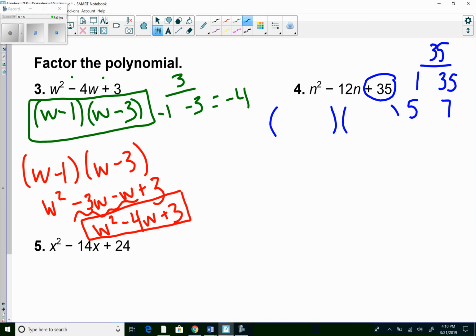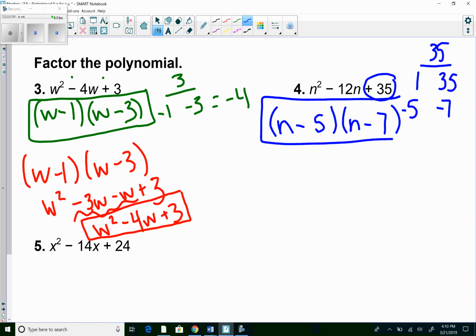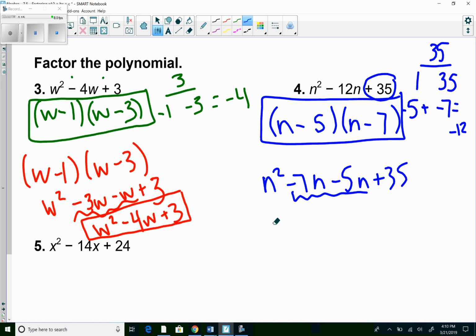Okay, so let's break this up. This is going to be n and n. Both of these, 5 and 7, need to be negative. Because if we add 5 and 7 together, that's going to give us negative 12. So I'm going to have n squared, negative 7n, negative 5n, and then positive 35. If I add these together, n squared minus 12n plus 35. Okay, I got it.